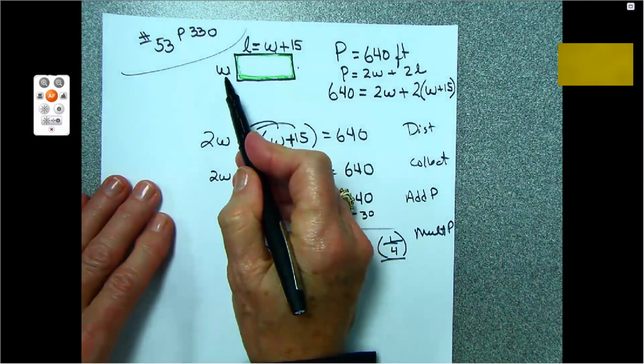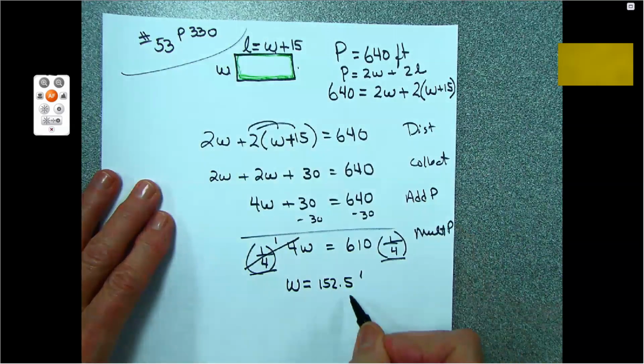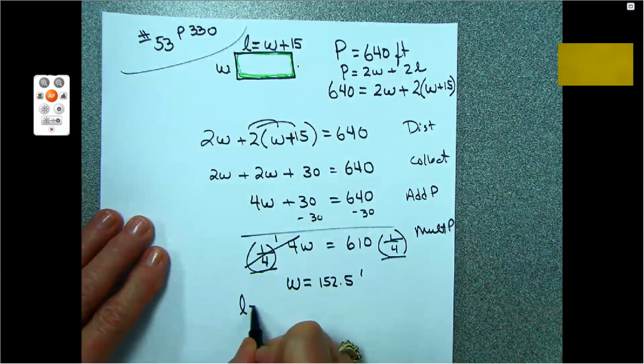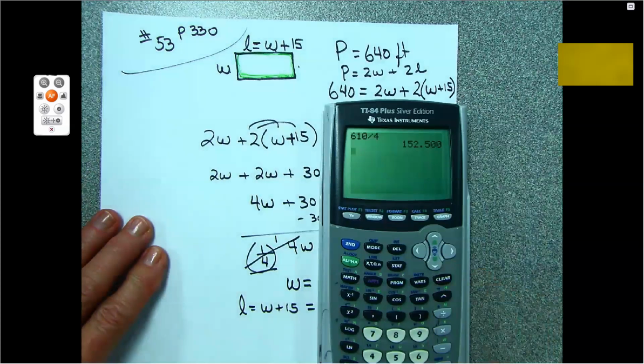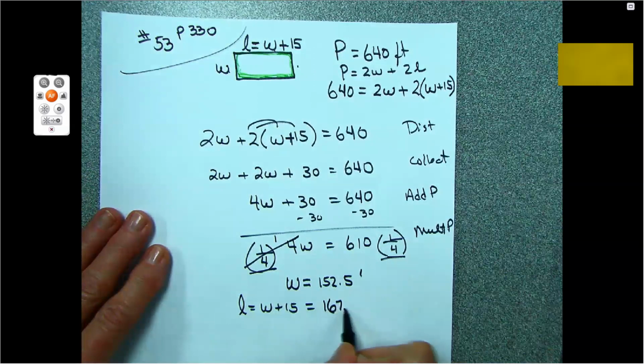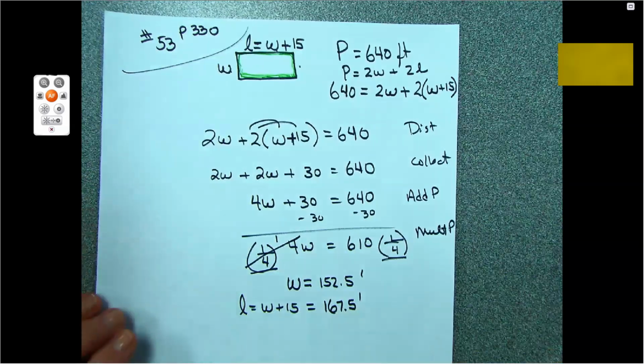So our width is 152.5 feet. Our length then is W plus 15. So 152.5 plus 15 is 167.5. Are we ready to circle answers?